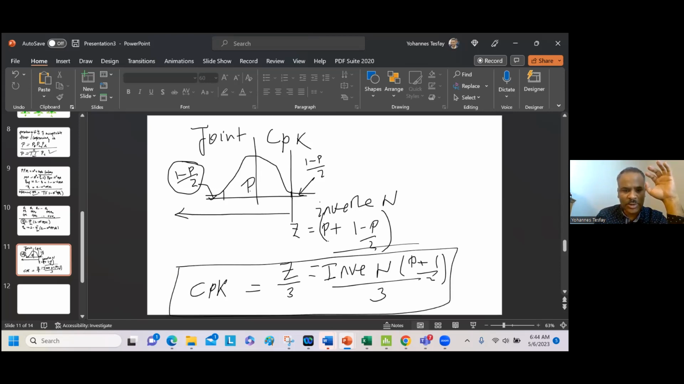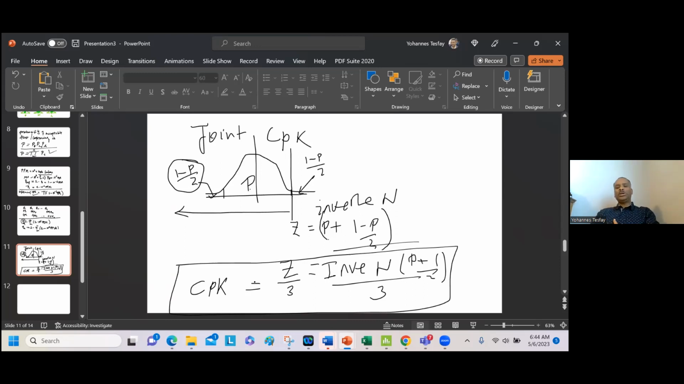formula that we are going to find for joint probabilities, joint CPK, process capability index. This is a formula that we are just going to apply, but I already gave you the derivation, so you're going to go from there.